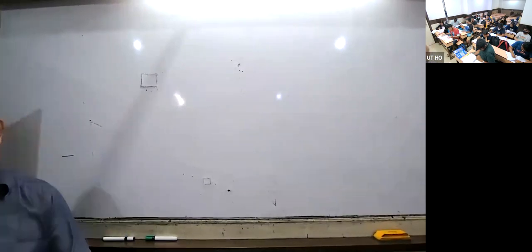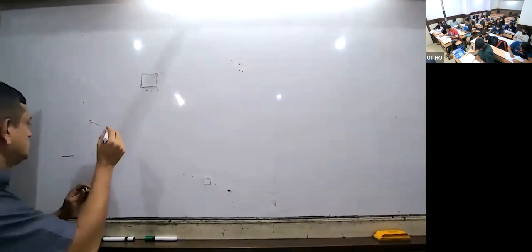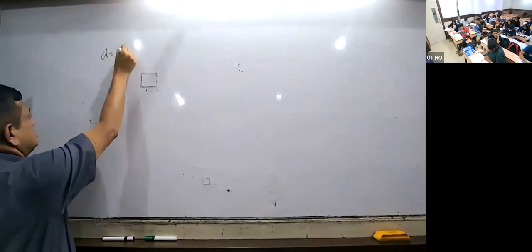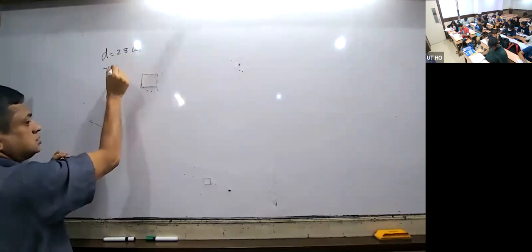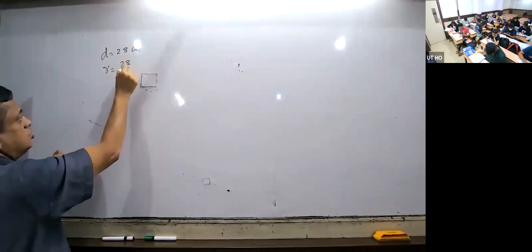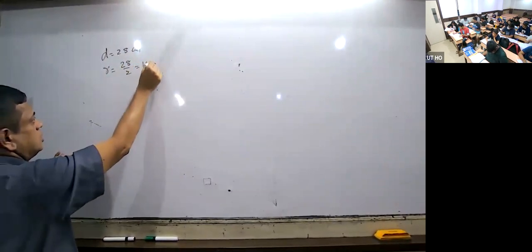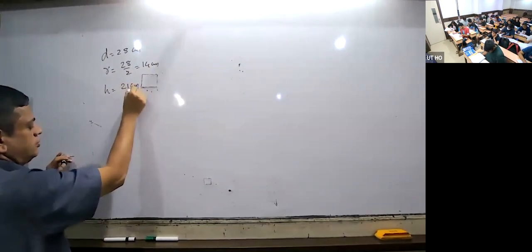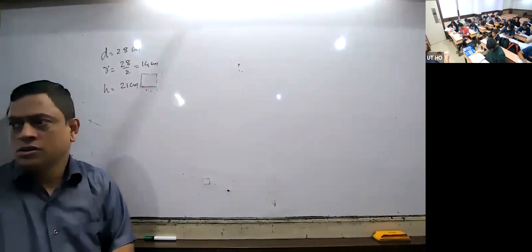Do you know the formula for this all? Diameter is given as how much? 28 centimeters, isn't it? Therefore, what is the radius? 28 by 2, which is equal to 14 centimeter. And what is its height? 21 centimeter.